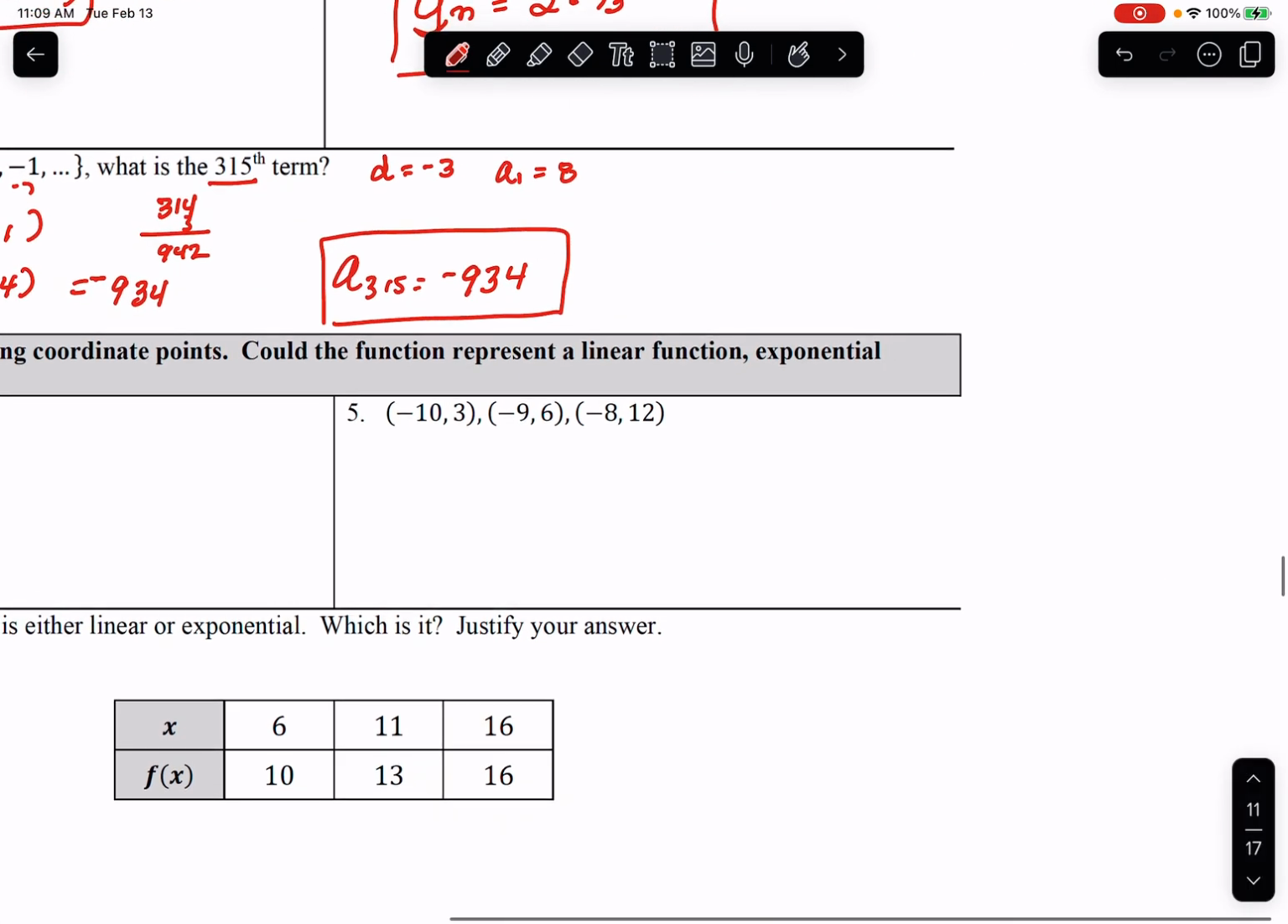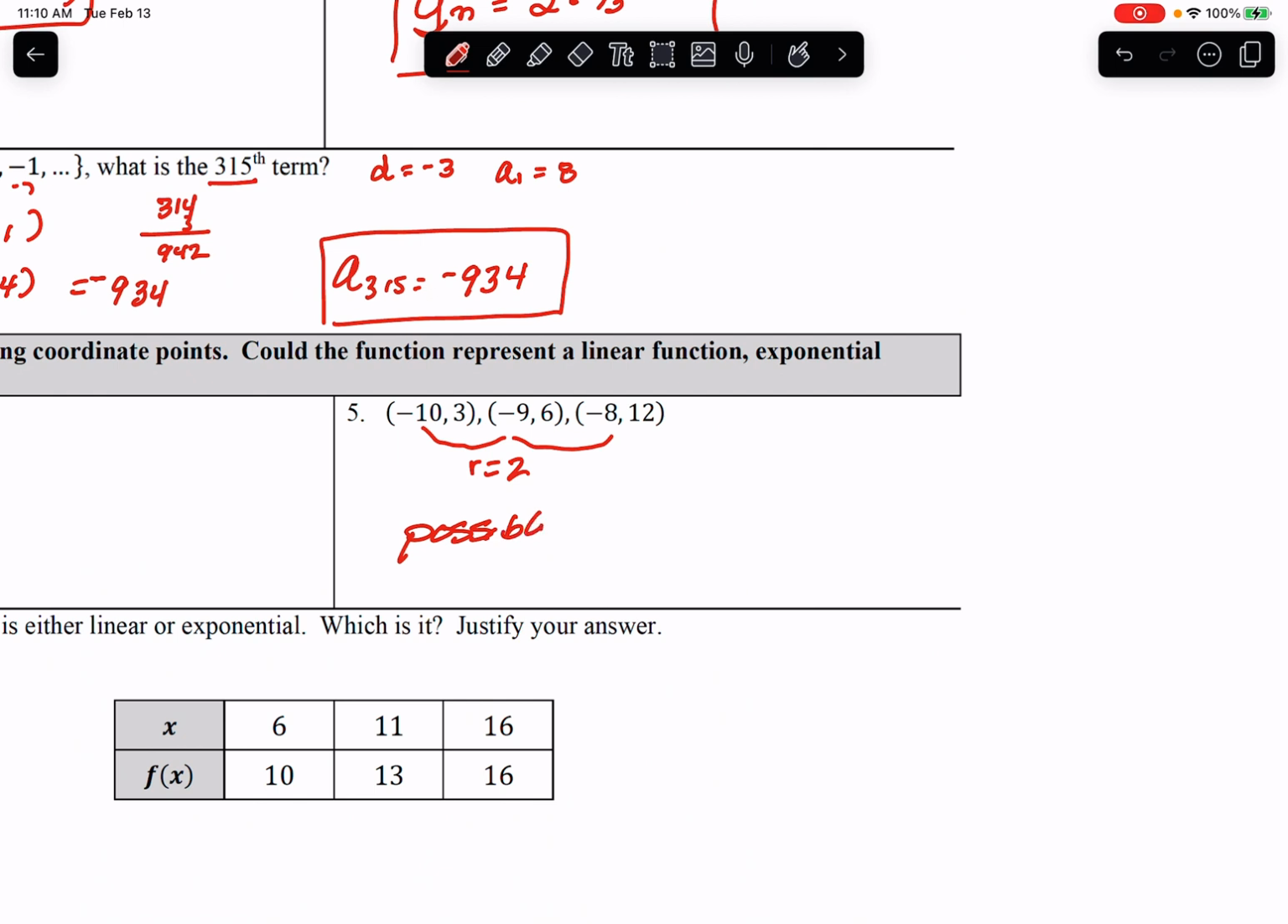Looking over here, we go up by 1 again. And we go 3 to 6, but then 6 to 12. So it looks like that's 6 over 3, that would be a ratio of 2. So this is possibly exponential.